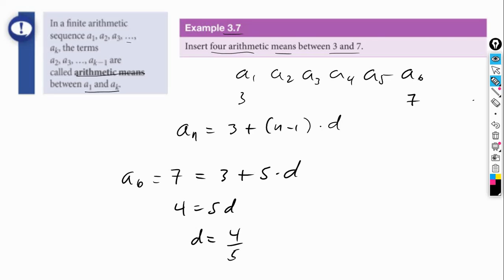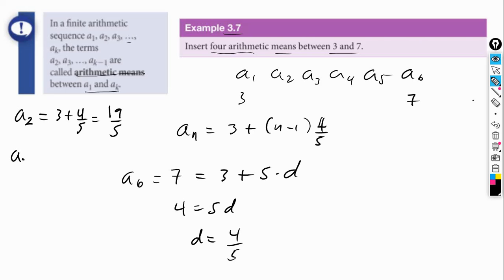So once we have the formula, we can just plug in the following terms, right? Because that means that the common difference is 4/5, and we'll leave it in this form. So 4/5, let's write that here, 4/5. So what would be the second term? The second term is going to equal 3 plus 4/5. And that's going to be 15 plus 4, 19/5.